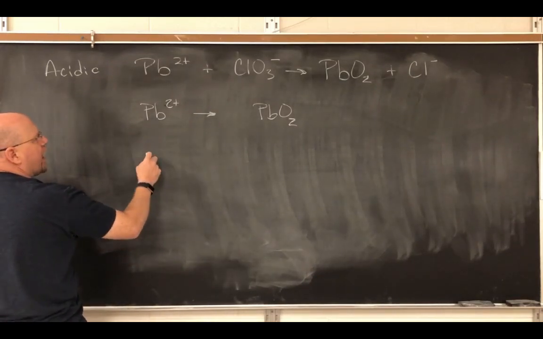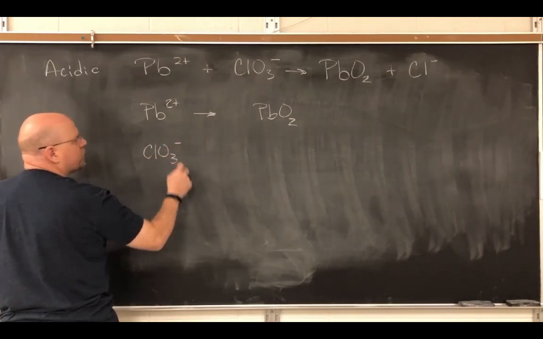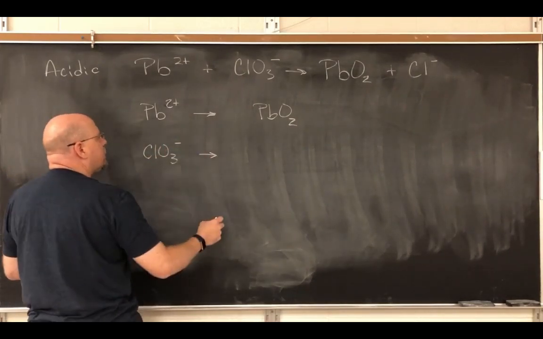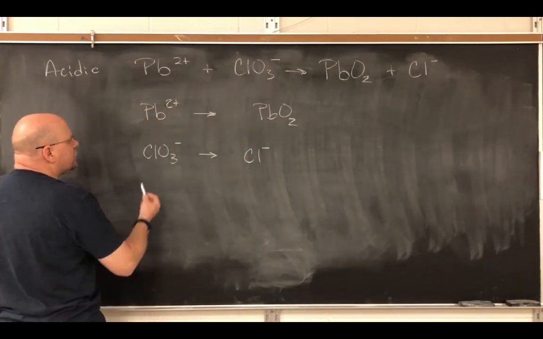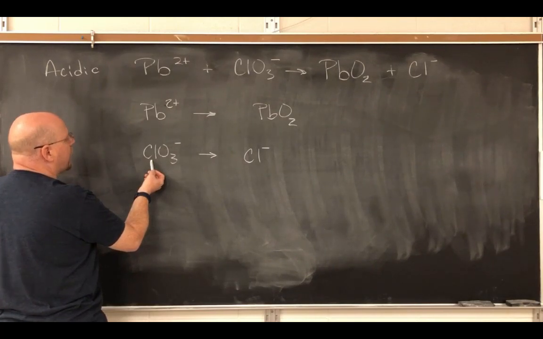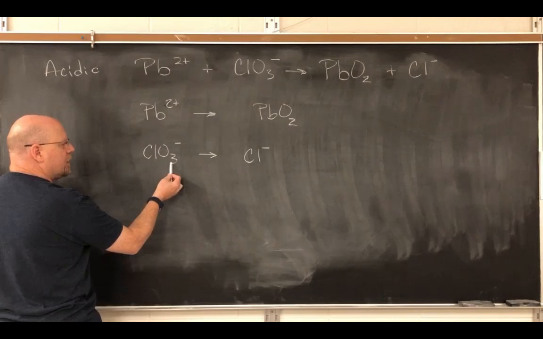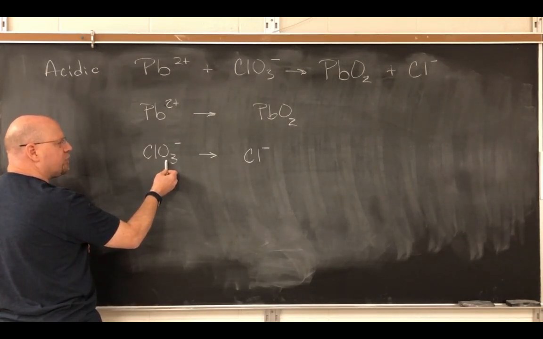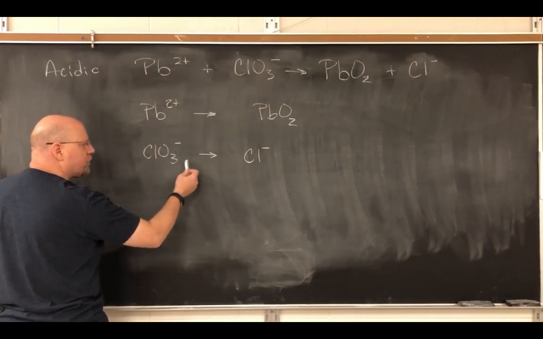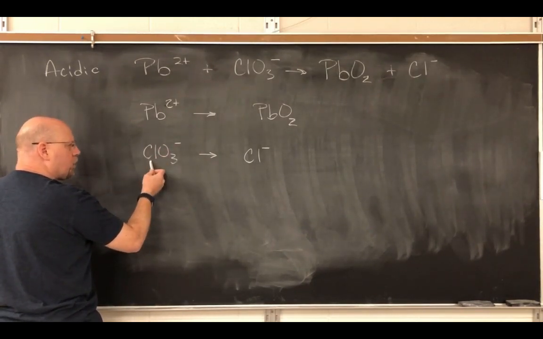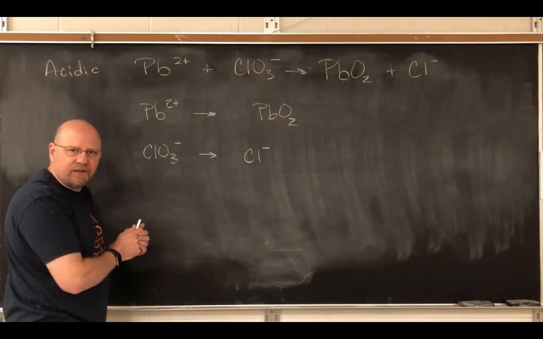The second half reaction is going to be the chlorate ion, and the chlorine is the thing that's involved here, giving us the chloride ion. In this case, the chlorine has a +5 oxidation state. That's because if oxygen has an oxidation state of 2 negative, you have 3 of them, that's a total of 6 negatives, but overall this only is a 1 negative, so the chlorine has to have a +5 oxidation state.